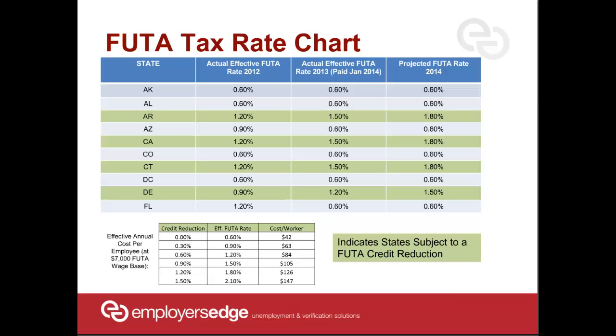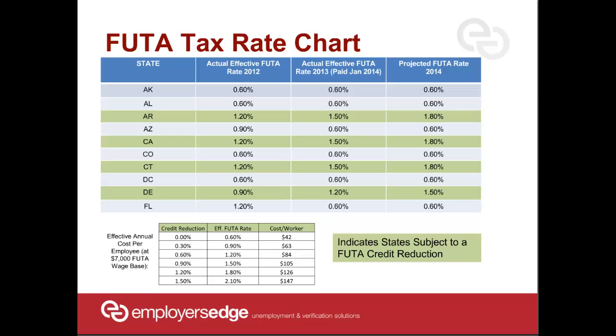California here, you can see that you've lost some credit reduction. You've lost 0.9%. So you paid on January 31st, 2014, $105 per worker instead of $42 per worker because, again, California was borrowing.